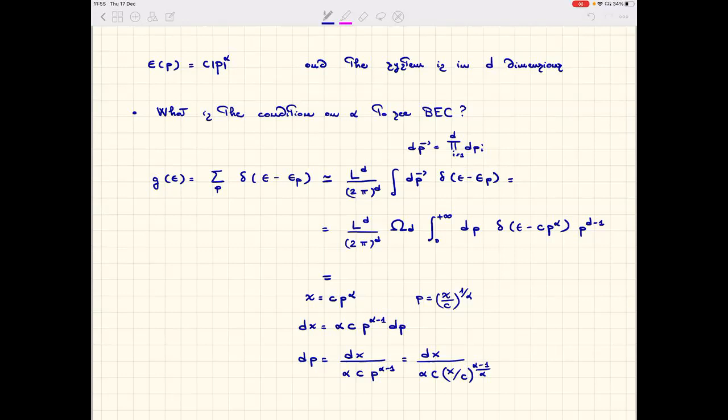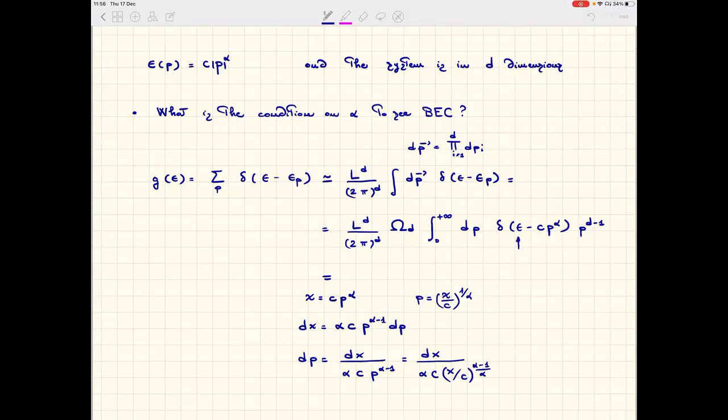Why is it x and not epsilon? Well, is it important how I call the variable? It's integrated, so who cares? I want to convert p to x. What about the epsilon there? The epsilon stays epsilon. This one is not integrated, so it stays epsilon.